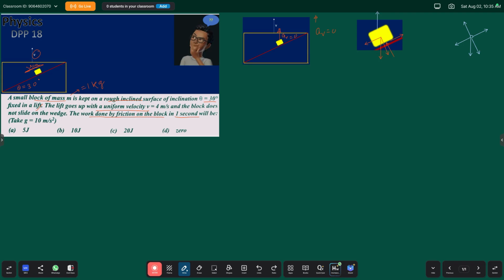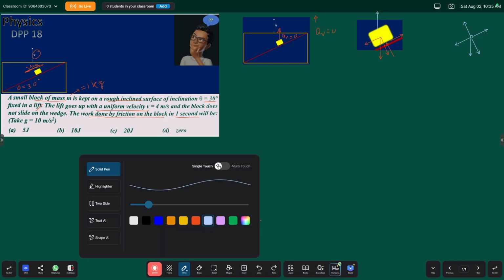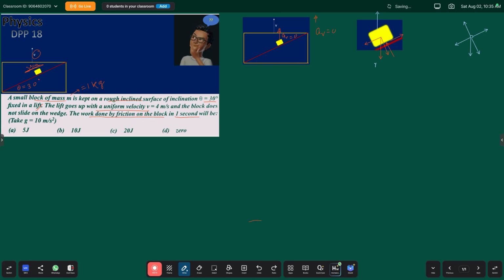So now let's examine which forces are acting on the block. The forces acting are the gravitational force mg. This mg has been subdivided into two components. Along the incline it is mg sine theta. Perpendicular to it is mg cos theta. This force is the normal reaction from the wedge to the block.